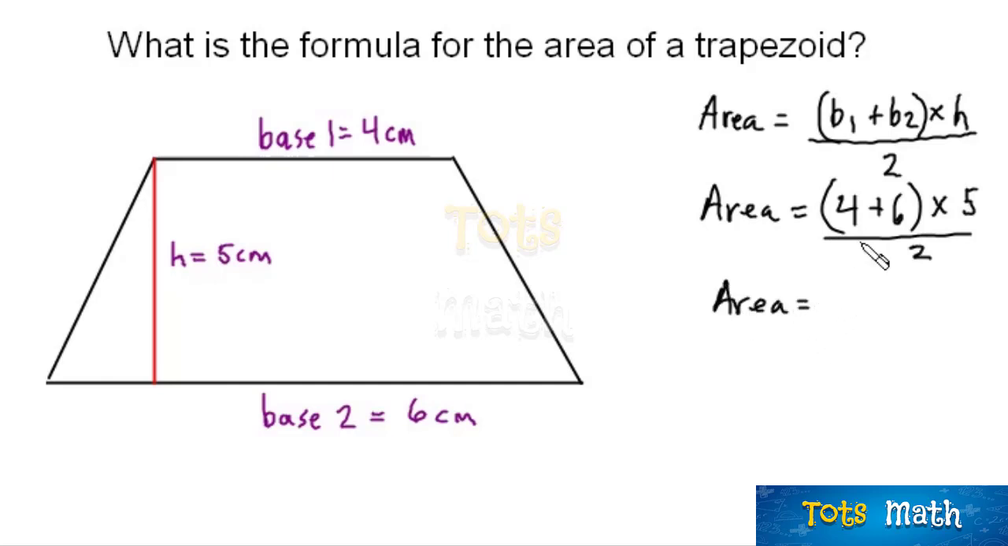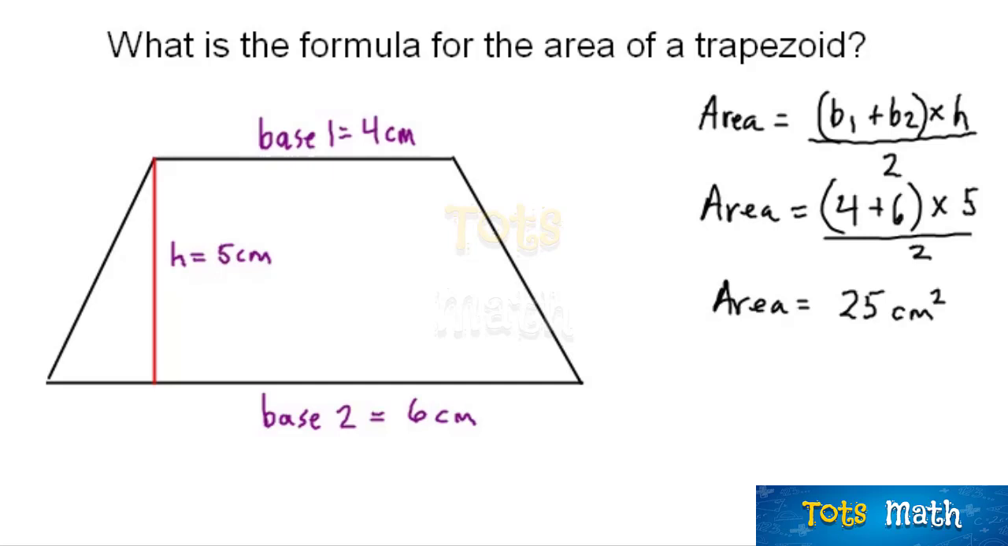Well, that gives us 4 plus 6 is 10, times 5 is 50, and 50 divided by 2 is 25. And the units of area would be centimeters squared, or square centimeters. I think it's important to understand where formulas come from. So let's take another look at our trapezoid.